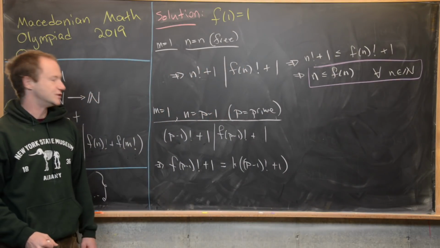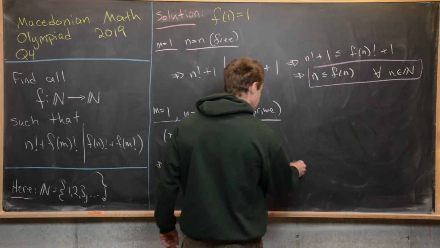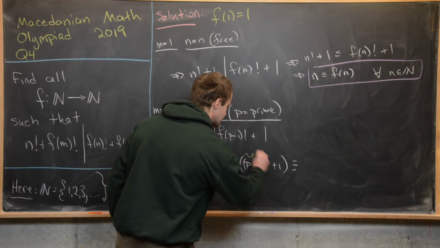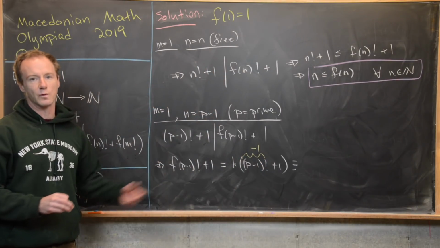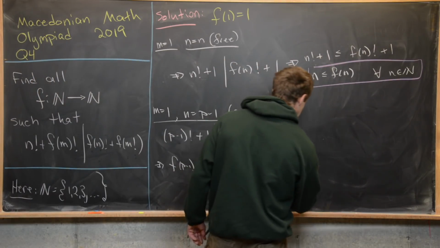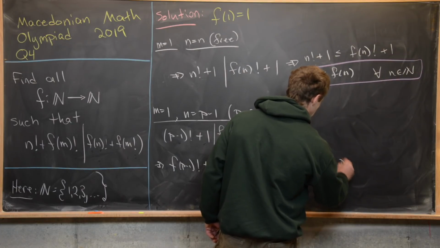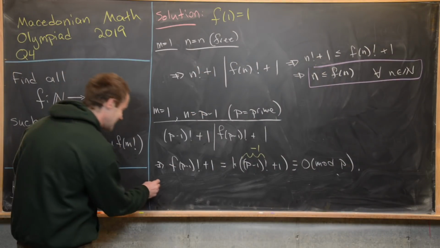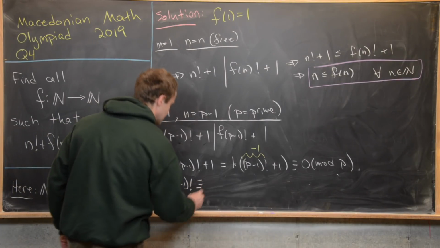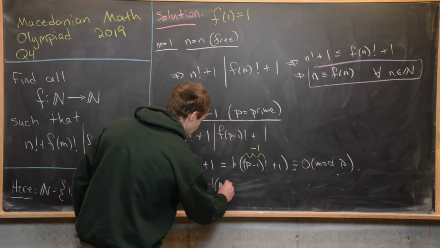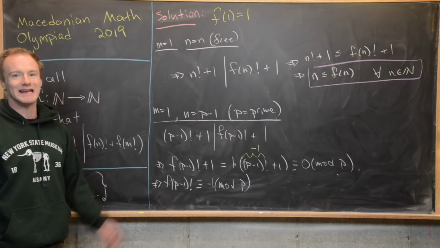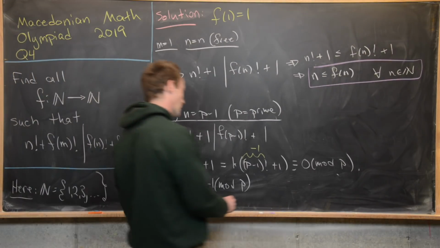Now we're going to go ahead and reduce this modulo p. Notice modulo p, this is going to be k times negative 1 plus 1, again from Wilson's theorem, because p minus 1 factorial is minus 1 mod p. So this whole thing is 0 mod p. But notice this implies that f of p minus 1 factorial is congruent to negative 1 mod p. And that actually gives us some sort of hidden inequality. And let's see what that is.